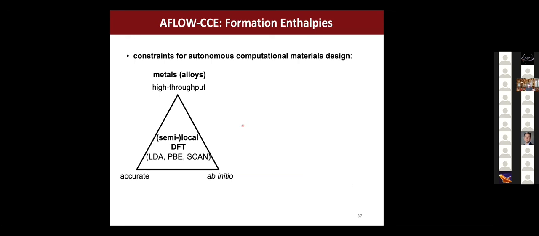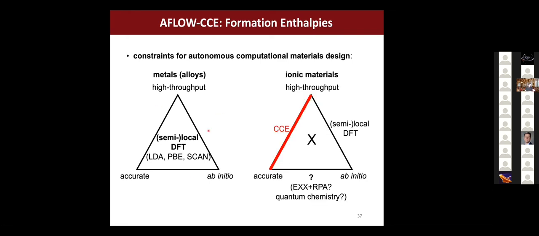For metals, we really have a good way of getting the triad of what we're looking for in terms of calculations of these materials. We want calculations that are fast so that they're high throughput, that they're accurate, and that they're from first principles. Okay, and so semi-local DFT satisfies those three constraints. But for polar materials, we didn't really have a method for all three of these.